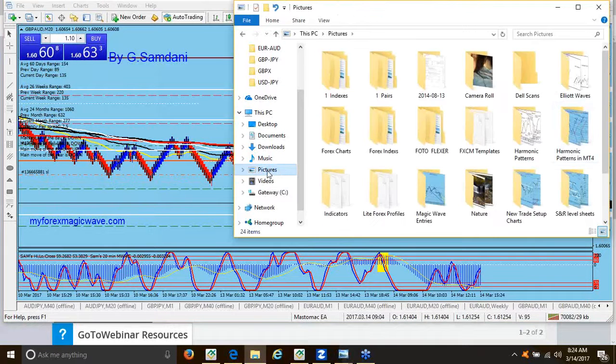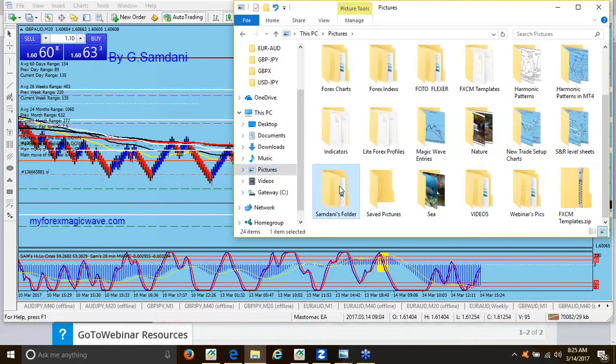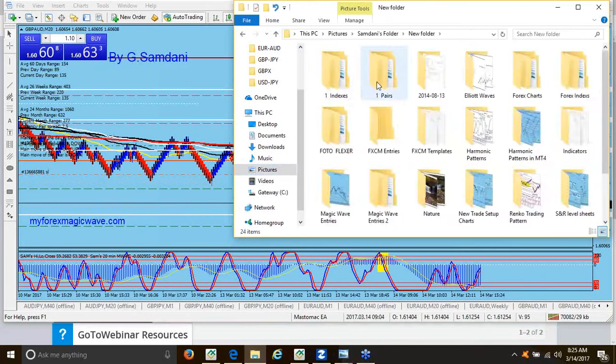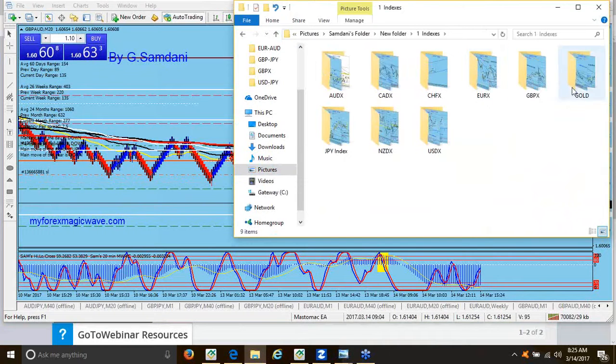The pound, I'm expecting weakness. Okay, and because of that, pound pairs are to the downside. Now, what did I do? I am looking for pound.